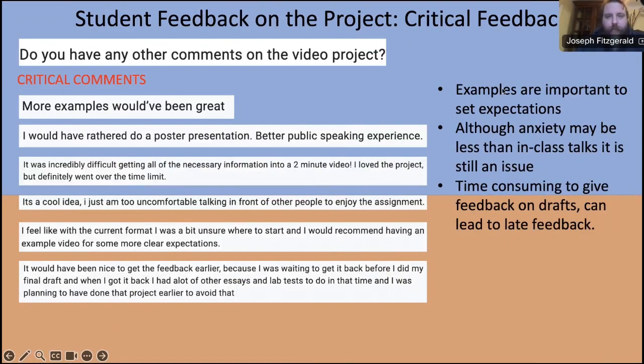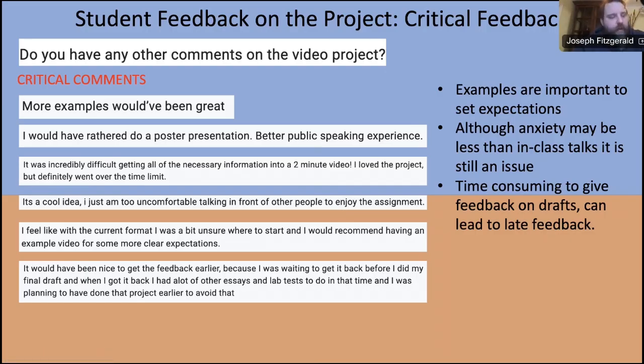So students also gave some more critical comments, and these are some examples. One key one is that several students say more examples would have been great. And I think this is, especially the first 2 times I taught the course, I think I didn't do a good enough job showing examples from previous years. Of course, the first time I taught it, I had no examples, but I could have also shown examples from YouTube or something like that, and I didn't show very many, if any. And so many students didn't know exactly how to do it, or there was too much freedom, and they weren't sure how to get started.